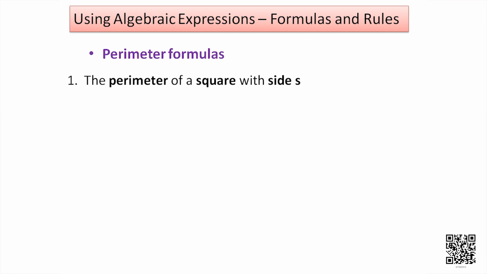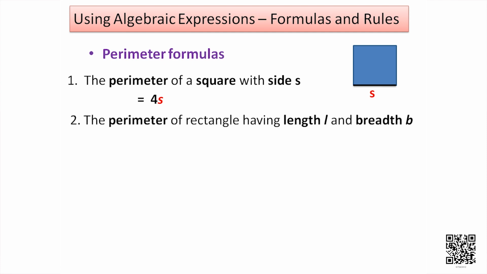So, we have this square with side S. If I find the perimeter, this becomes 4S. Adding all the boundaries of this square, S plus S plus S plus S, this gives you 4S.